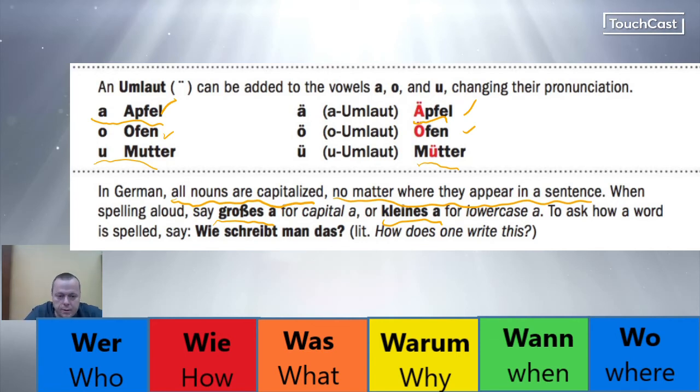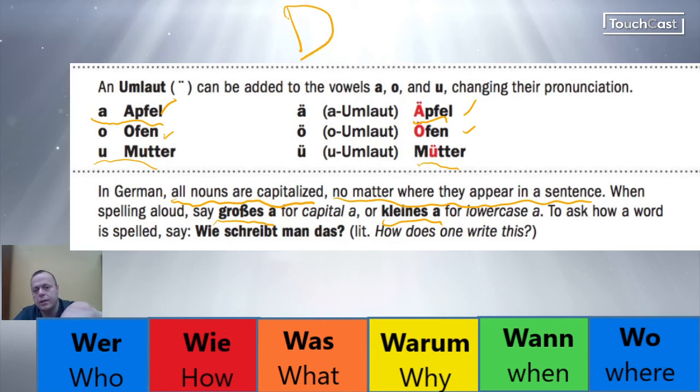Okay, so when you want to ask somebody how something is spelled, you say, wie schreibt man das? Wie schreibt man das? How does one write this? Okay, so there's a phrase there, very important, wie schreibt man das? Okay, so for example, Herr Dab.